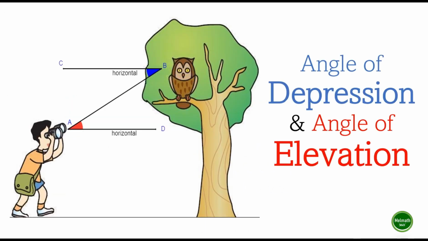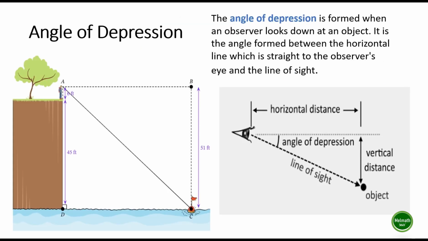The angle of depression is formed when an observer looks down at an object. It is the angle formed between the horizontal line, which is straight to the observer's eye, and the line of sight.